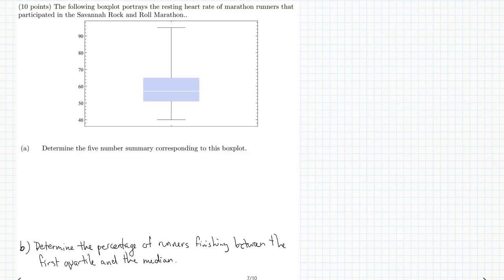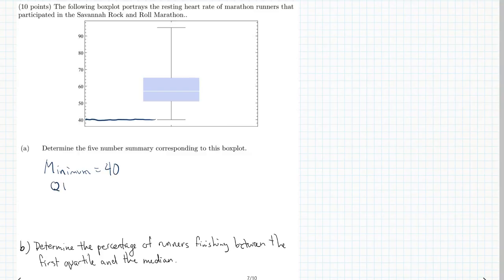So the next one, the following box plot portrays the resting heart rate of marathon runners that participated in the Savannah Rock and Roll Marathon. Determine the 5-number summary corresponding to this box plot. Remember that it corresponds to the minimum. And where can we get that information? Well, we take this line and draw it straight across, right to that number. Well, that number is 40. So our minimum equals 40.